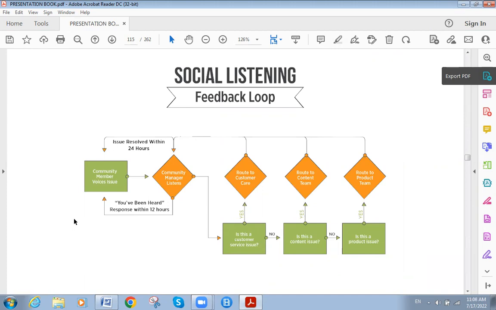What is the issue about? Because every issue is about something. If it is a customer service issue, then it goes to customer care. Is it a content issue? Then it will go to the content team. Is it a product issue? Then it will go to the product team. The issues should also be resolved quickly, within 24 hours.